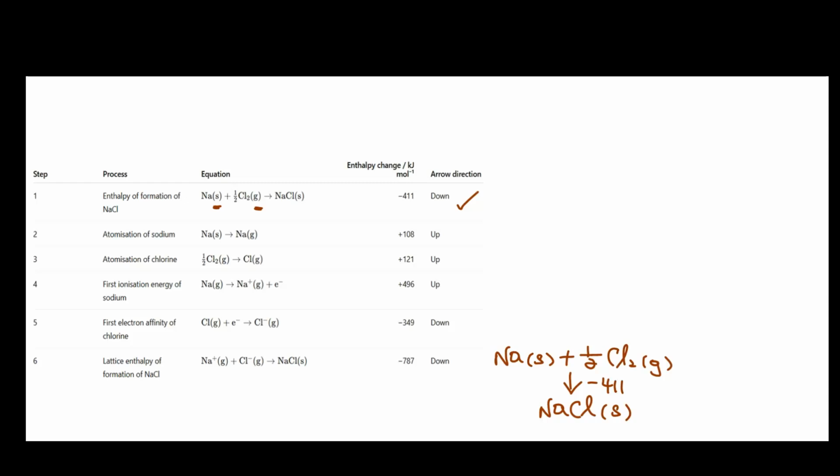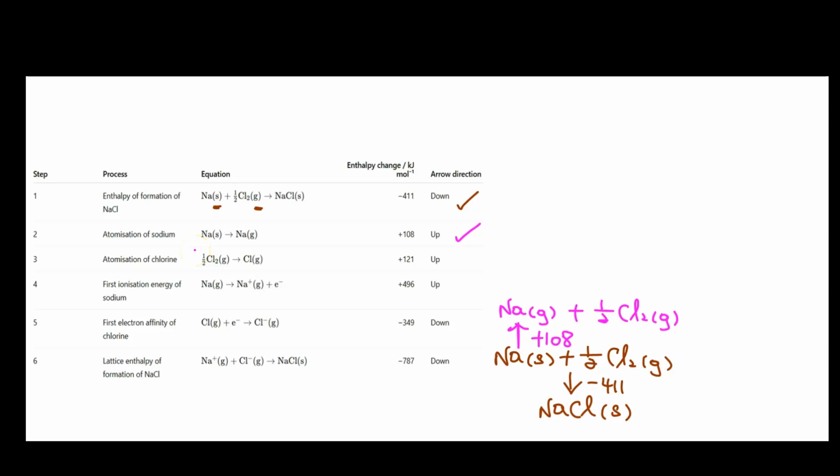Now we build the indirect route. First, sodium solid is converted into gaseous sodium atoms. This is atomization of sodium. Energy is absorbed to separate sodium atoms from the metal lattice, so the arrow goes upward.